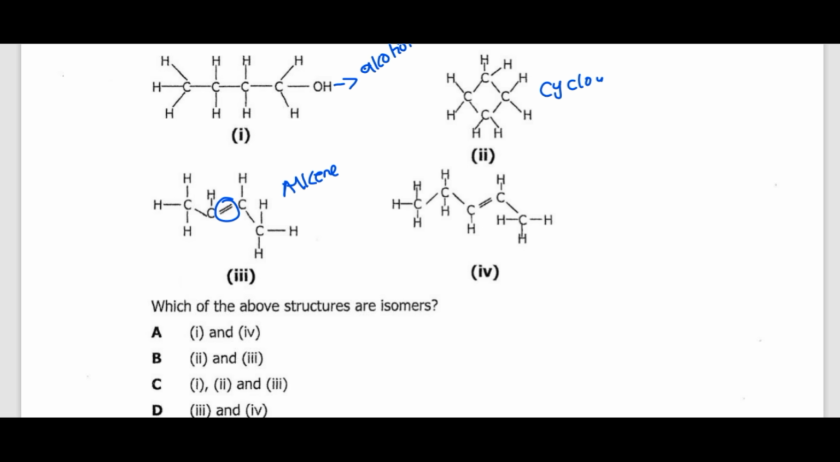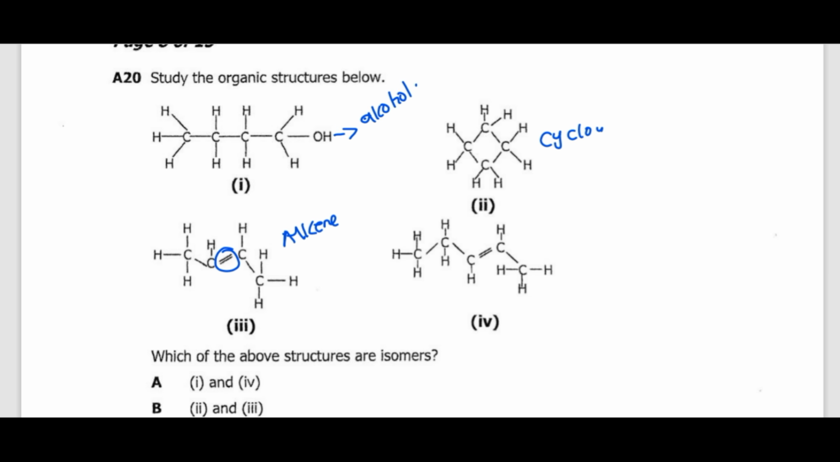Then let's look at the questions. Which of the above structures are isomers? So we want to look at the isomer. The first one, let's look at the molecular formula for structure 1. In structure 1, there is 1, 2, 3, 4. So there are 4 carbons. Let's count the hydrogen. 1, 2, 3, 4, 5, 6, 7, 8, 9. So there is 9 plus OH. So this is the chemical formula.